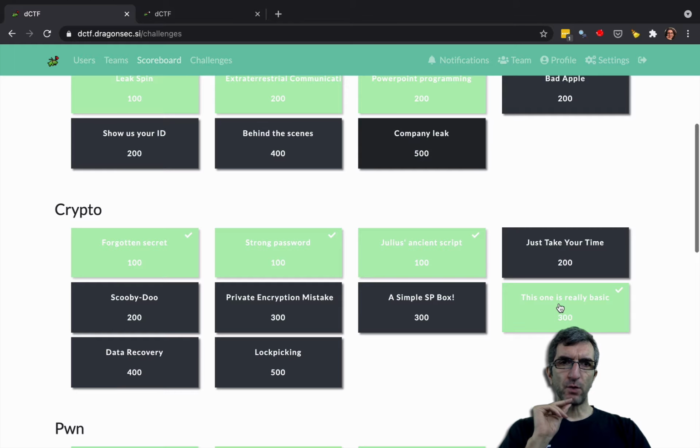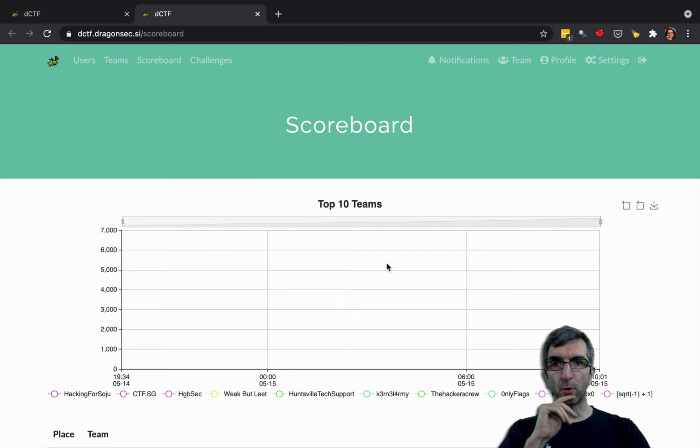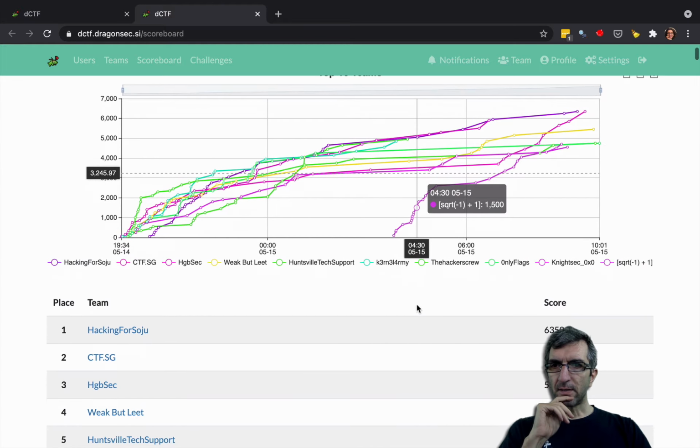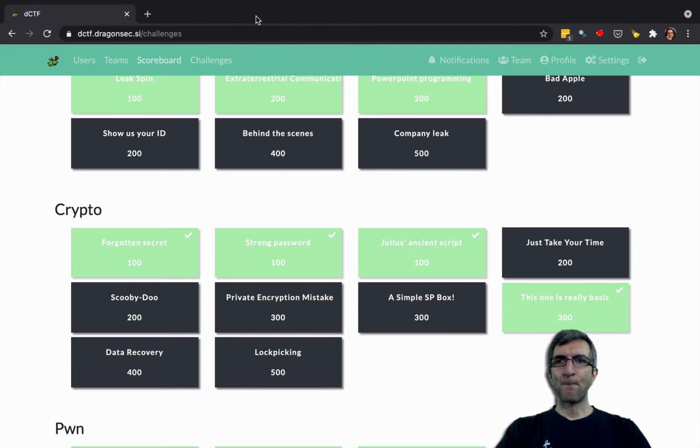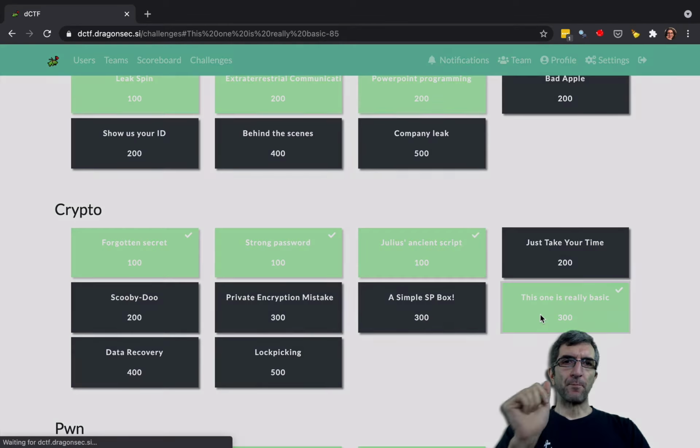This was it. This one is really basic. 300 points, which is a very good point. Yes, weak but lead is still on fourth position. Very nice. So, what was the story?